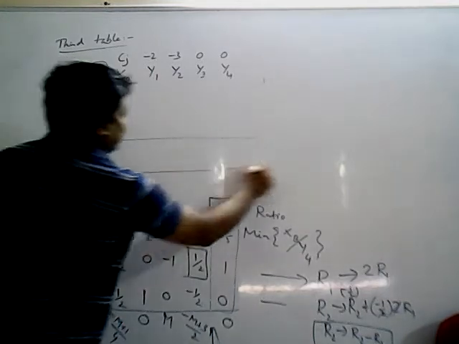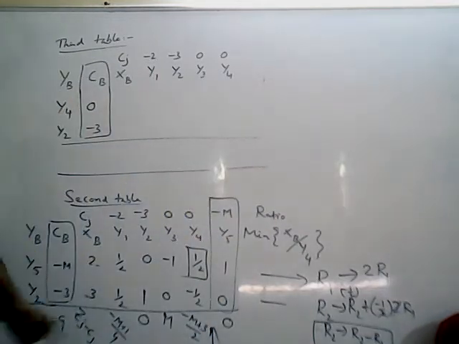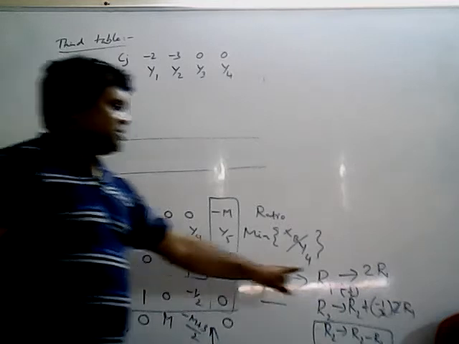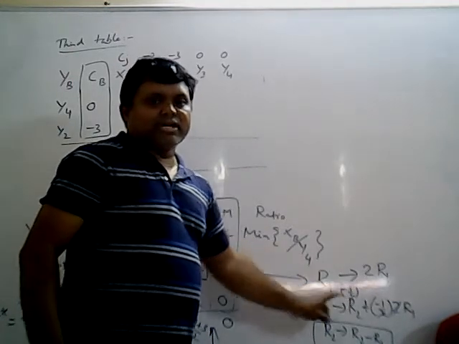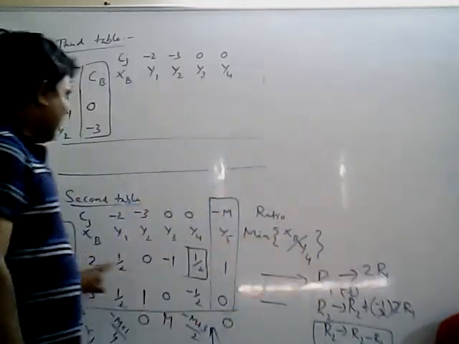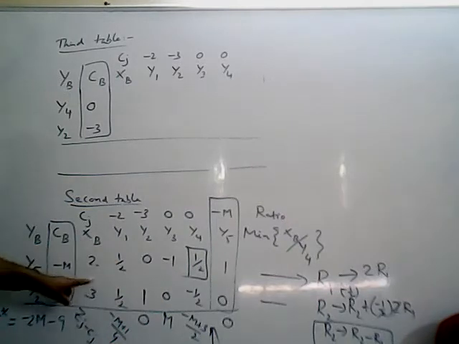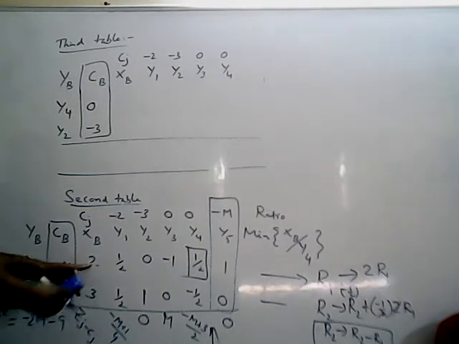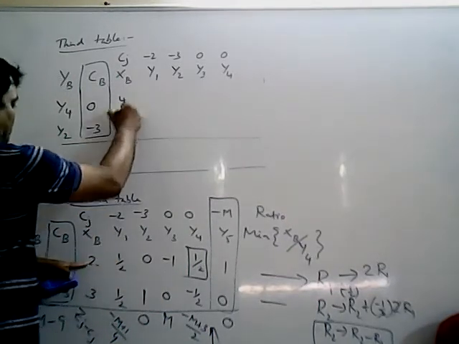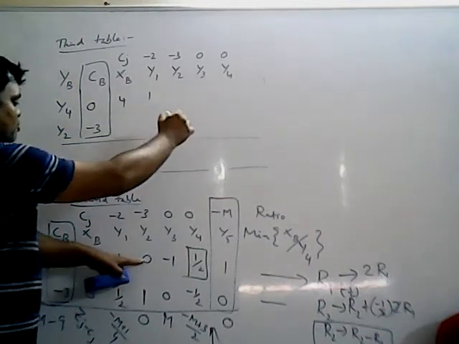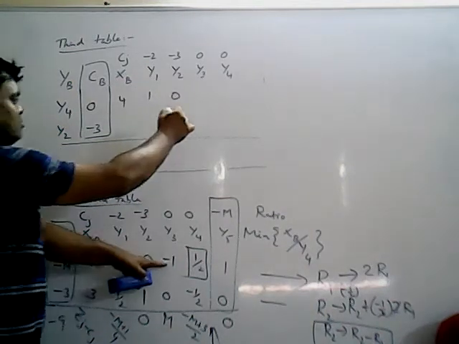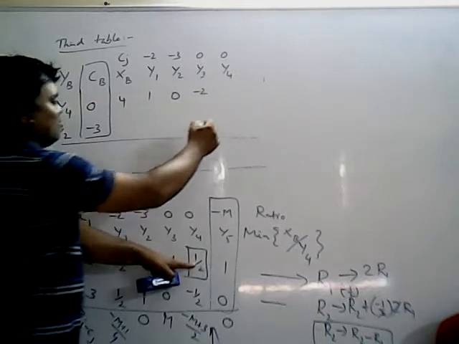The remaining values, you have to use these operations. First, the key element operation. What is the key element operation? R1 implies 2R1. Okay, R1 means this is R1. Multiply every value in R1 by 2. What is 2 into 2? 4. 2 into 1 by 2 is 1. 2 into 0 is 0. 2 into minus 1 is minus 2. 2 into 1 by 2 is 1.